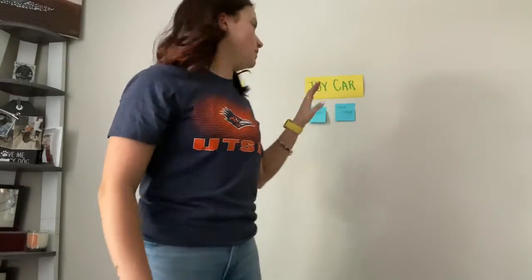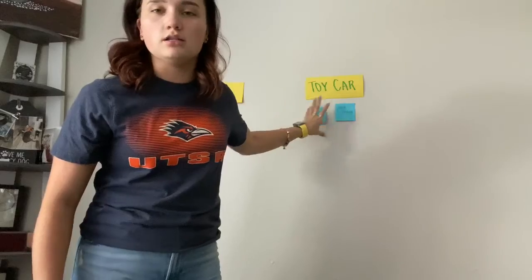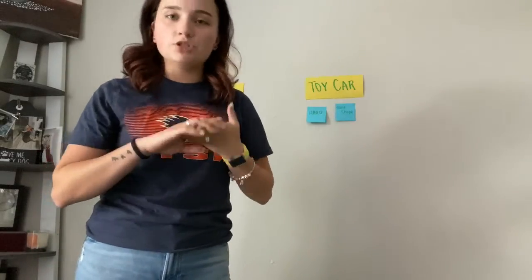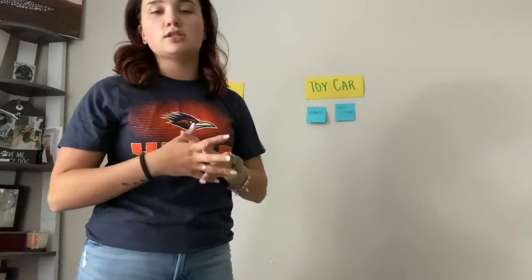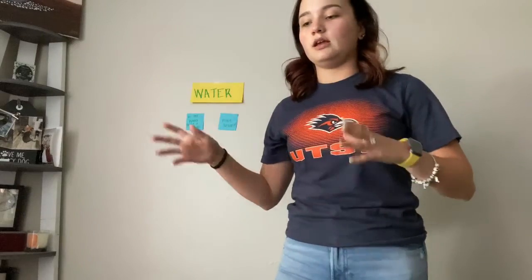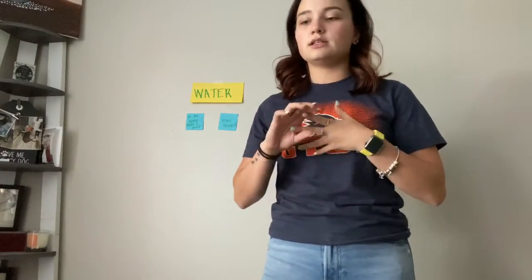So you'd have things like the toy car: it's hard, it's the same shape, it doesn't really do much. And the water: it's clear, it moves with the bottle, and it's a liquid. Some kids might actually say liquid.